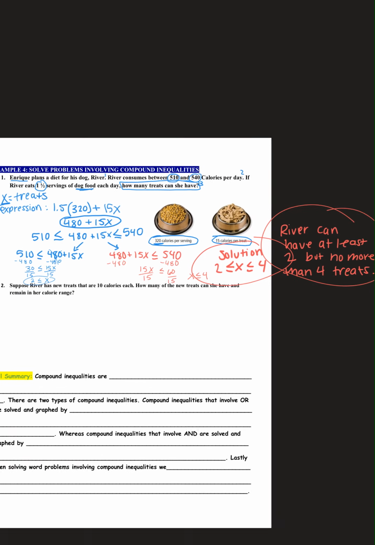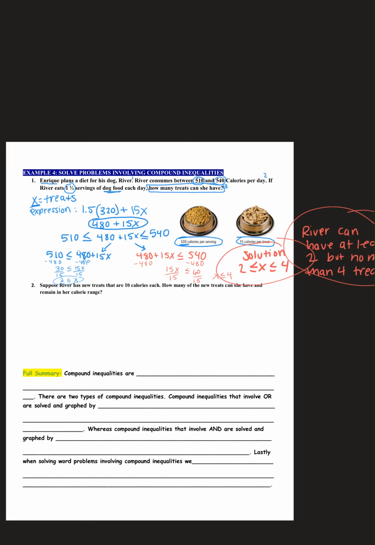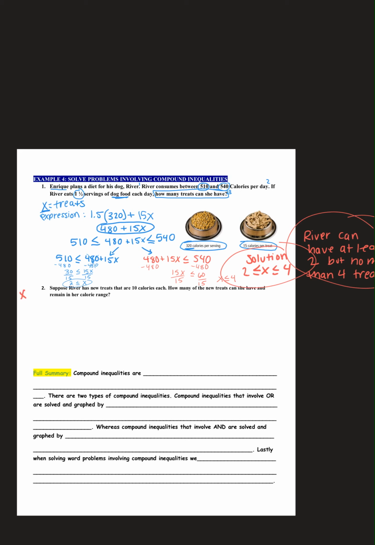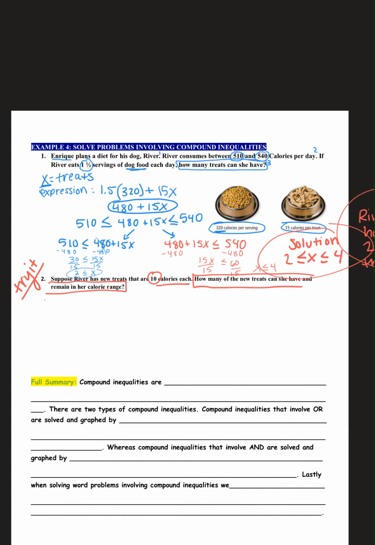All right, let's help with number 2. This one's going to be your try it, but I'm going to help you set it up. Suppose River has new treats that are 10 calories each. How many of the new treats can she have and still remain in her calorie range? So our expression's not really going to change, except the 15 is going to change into a 10. So we're going to let x still equal treats.